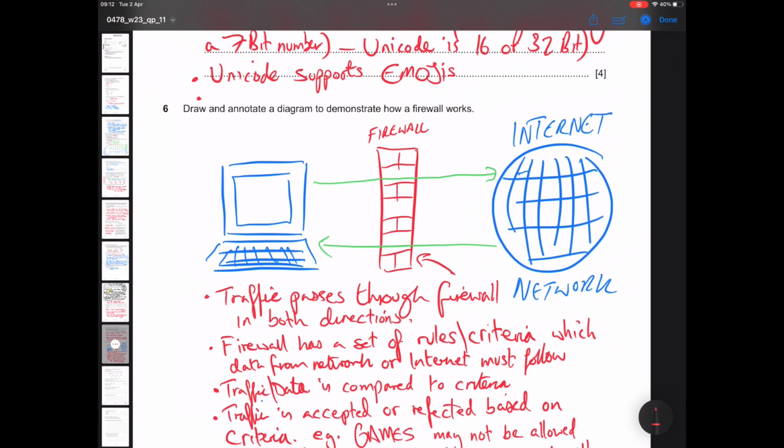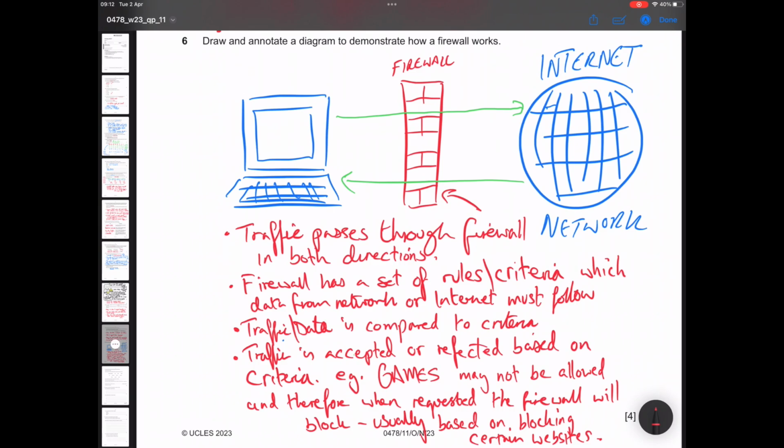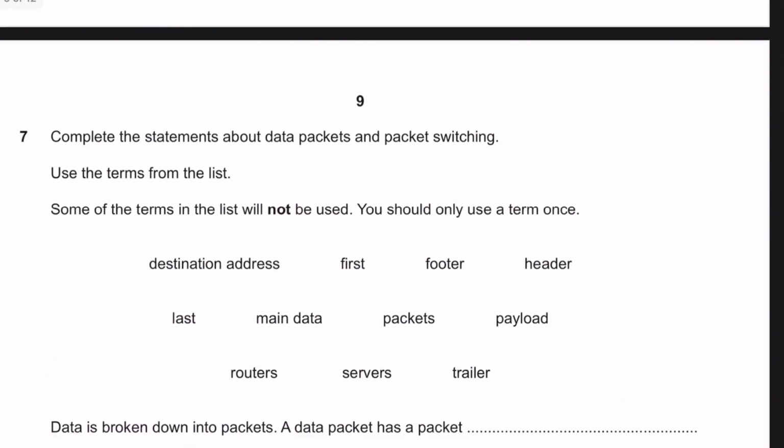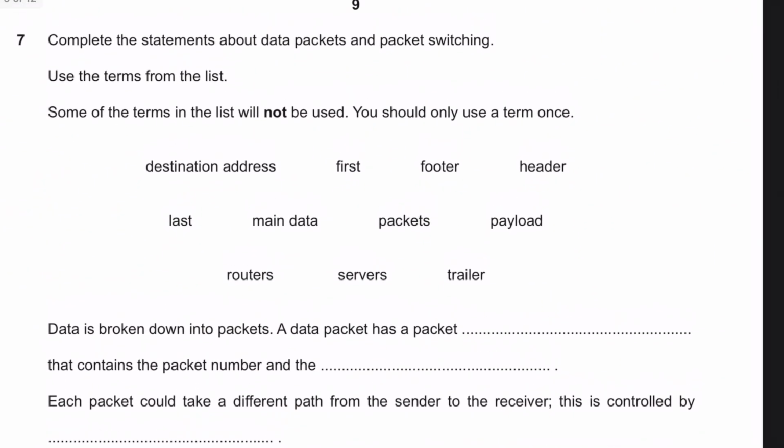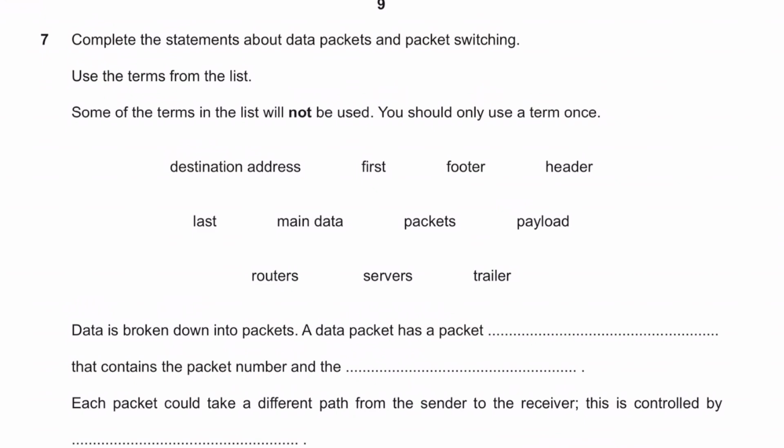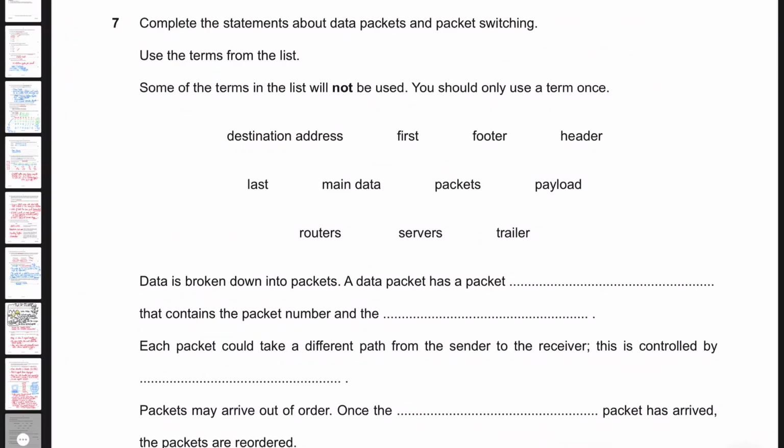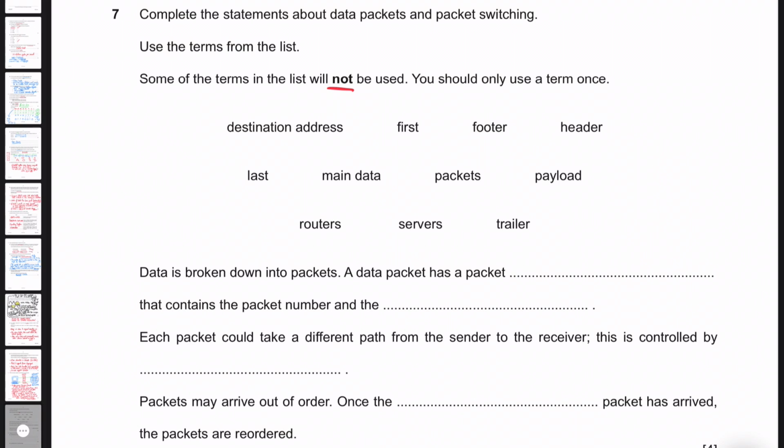Let's try and zoom out a little bit on that. Question 7. Complete the statement about data packets and packet switching. We've just done this in A-level. Use the terms from the list. Remember, some of the terms in the list will not be used. You should only use a term once. It's for 4 marks, so there are 4 terms going to be used.